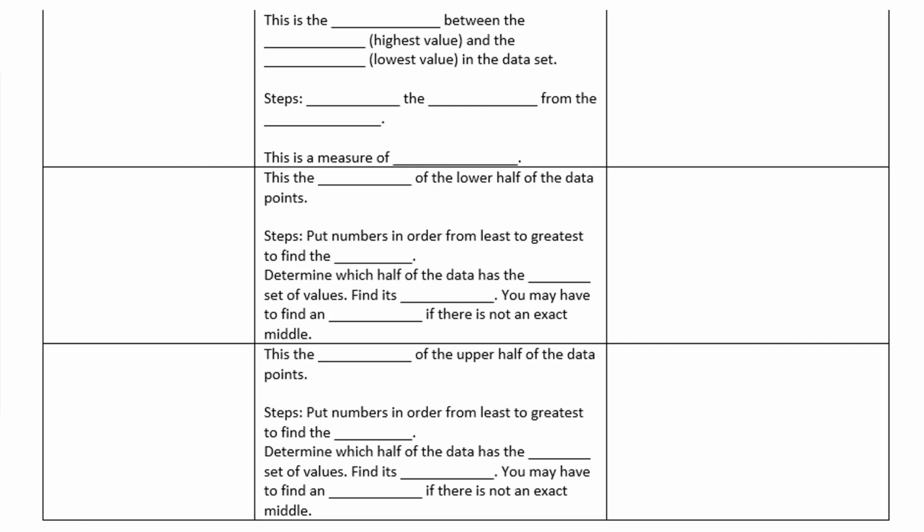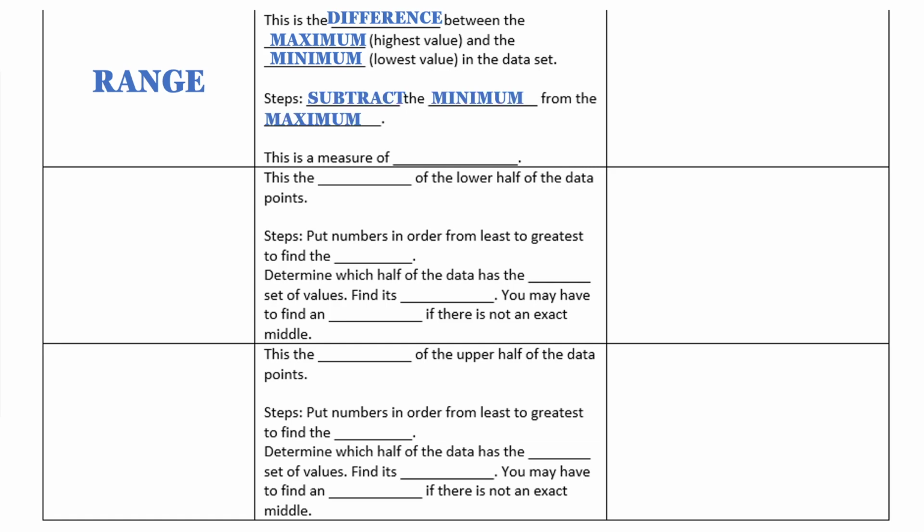Our next vocabulary word is going to be the range. And the range is the difference between the maximum, or our highest value, and the minimum, which is our lowest value in the data set. To find this, we're going to subtract the minimum from the maximum.